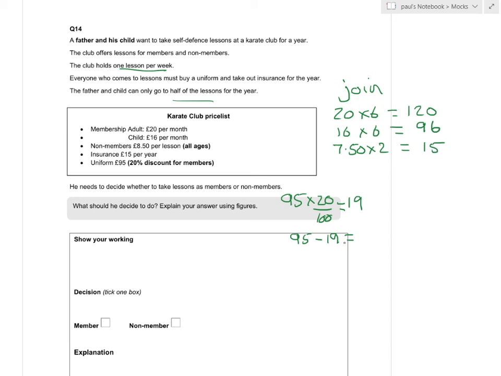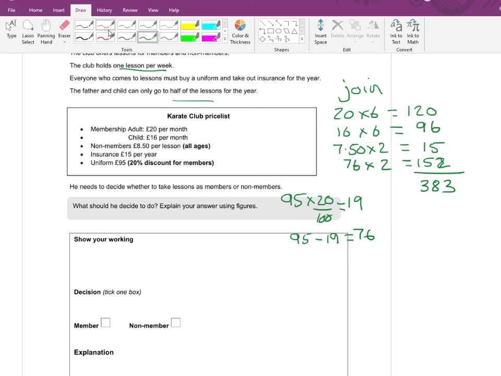This is how much they pay, £76 each. So we've got £76, and there's 2 of them, which is 152. So this is how much they're all going to pay for the year. So 120 plus 96 plus 15 plus 152 is 383. So if they join, it's going to cost them 383. So let's go with a different colour so we know what we're doing.